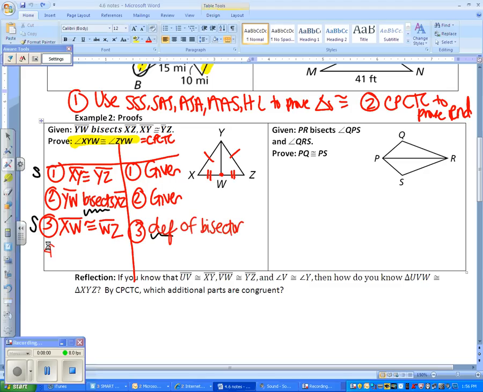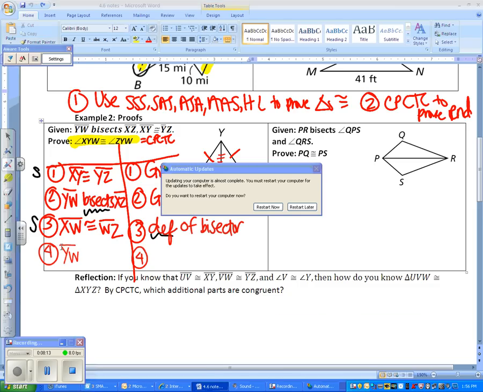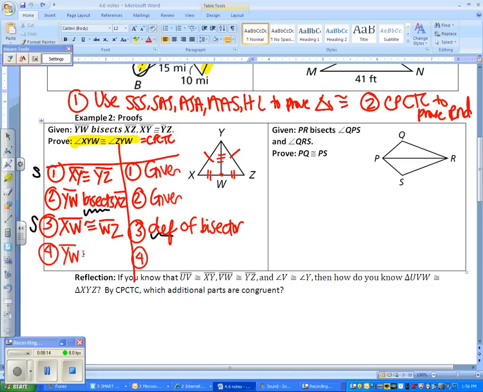Let's see, I only have 2 things. I know I need 3 things in order to use one of these shortcuts. So the next one will be that YW is congruent to itself by the reflexive property of congruence. I'm running out of room, so I'm going to carry this on over here, but hopefully you have enough room on your paper. So that's the third side.